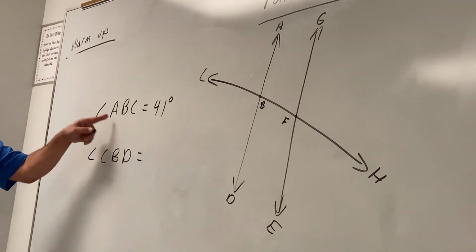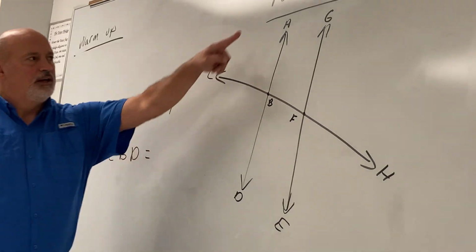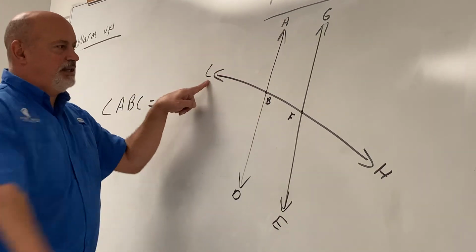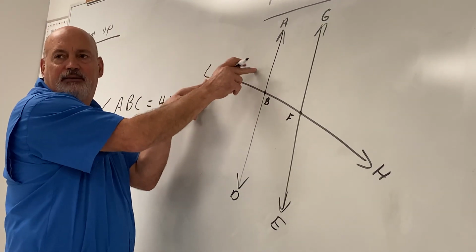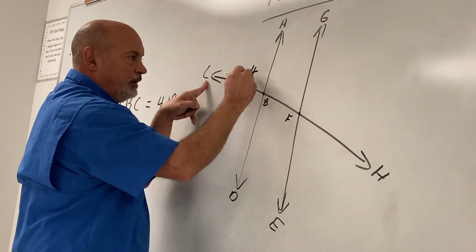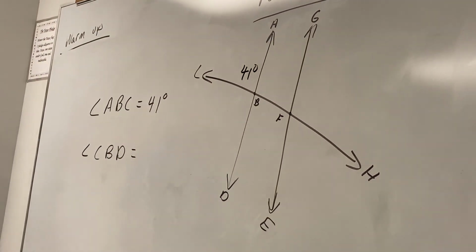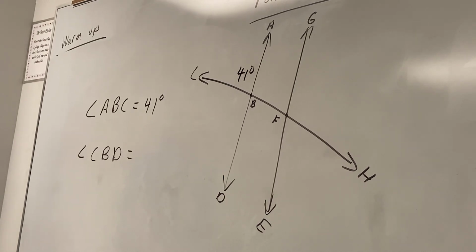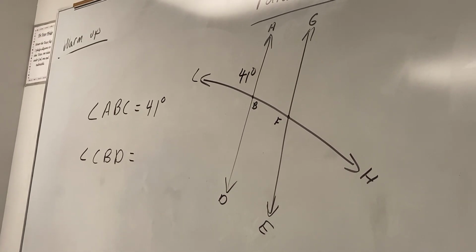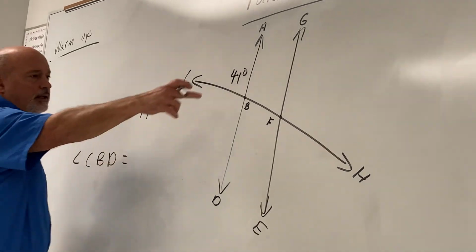So let's first label what we've got. A, B, C. Start from A, go to B, go to C. Aren't they talking about that angle right there? That's 41 degrees. Is that the big one or the little one? By the way, the little one will always be less than 90 degrees. Are you with me? All right, so the little one's 41.